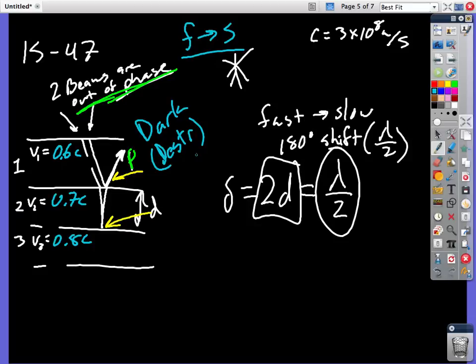Does that make sense? And so, Alvin, the 2D absolutely is important. That's going to come into play where you're going to be asked to calculate a frequency, or you're going to be asked to calculate the thickness of something. Okay, question?